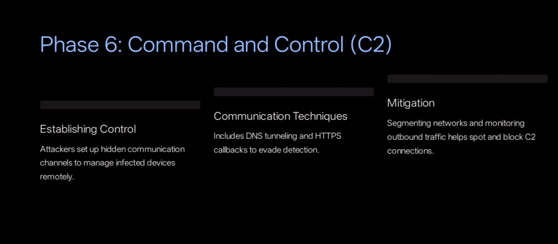4. C2 communication models. 4.1 Centralized model. All infected machines communicate with a single server, e.g., HTTP, IRC. Easier to manage for attackers. Easier to detect and shut down.